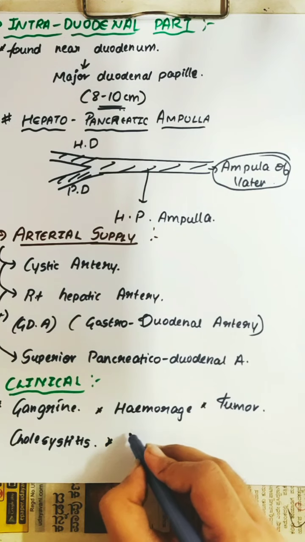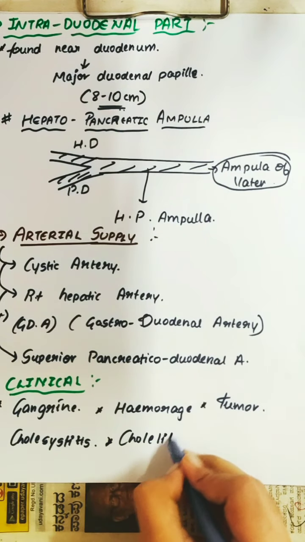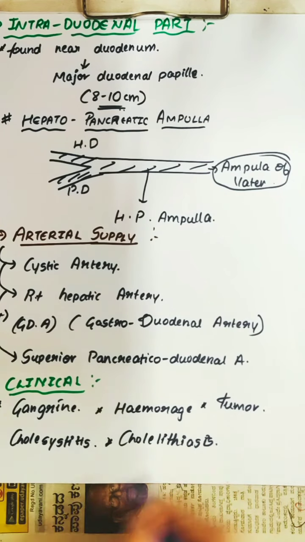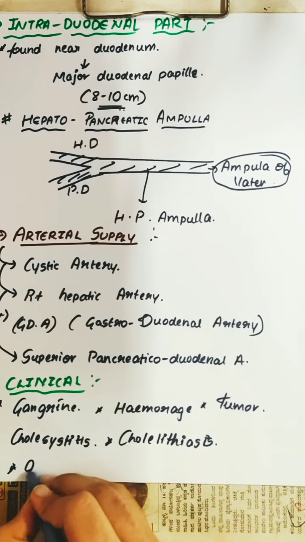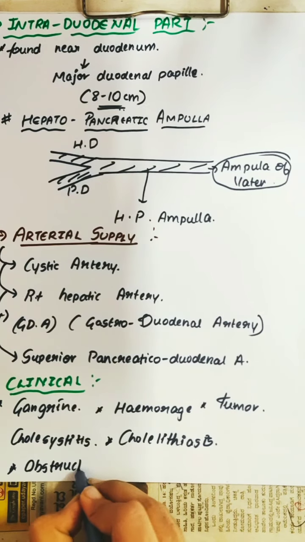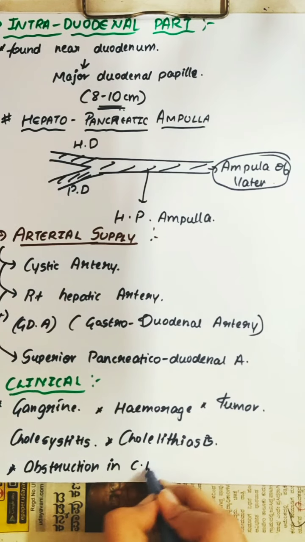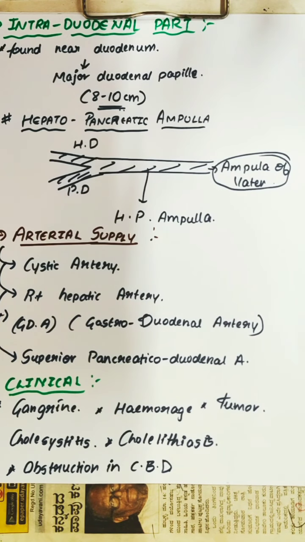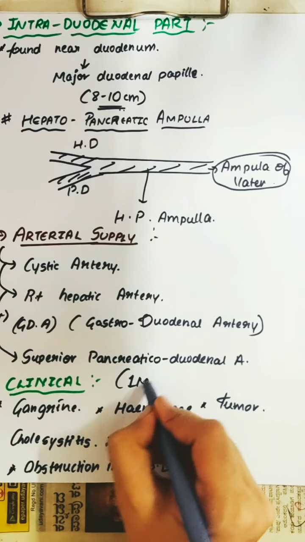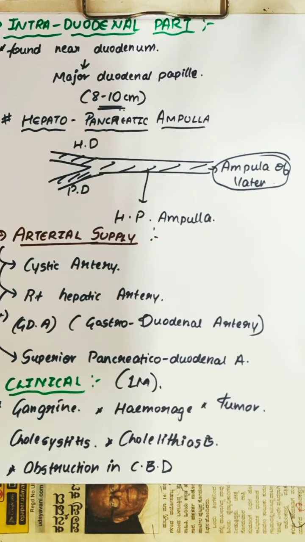Cholelithiasis is formation of stones in the gallbladder, or there will be obstruction in the common bile duct. So write any 2 at least for the exams, which will give you at least 1 mark. Gangrene, hemorrhage, tumor, unwanted cells might occur in the gallbladder or bile duct, cystic duct, anywhere. Inflammation of the gallbladder is called cholecystitis, formation of stones is called cholelithiasis, and there might be obstruction in the common bile duct.